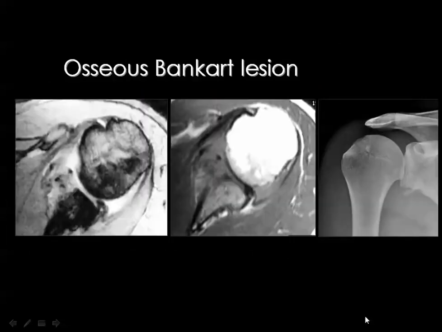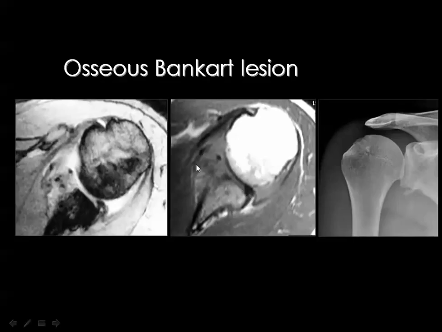Then can you diagnose osseous Bankart lesion from the plain X-ray? Sometimes you can do so if you can see that the anterior inferior glenoid labrum is disrupted, as well as the associated bony component. And here in the MRI, you can see the defect in the bone, as well as the rupture of the anterior labrum compared to the posterior one.